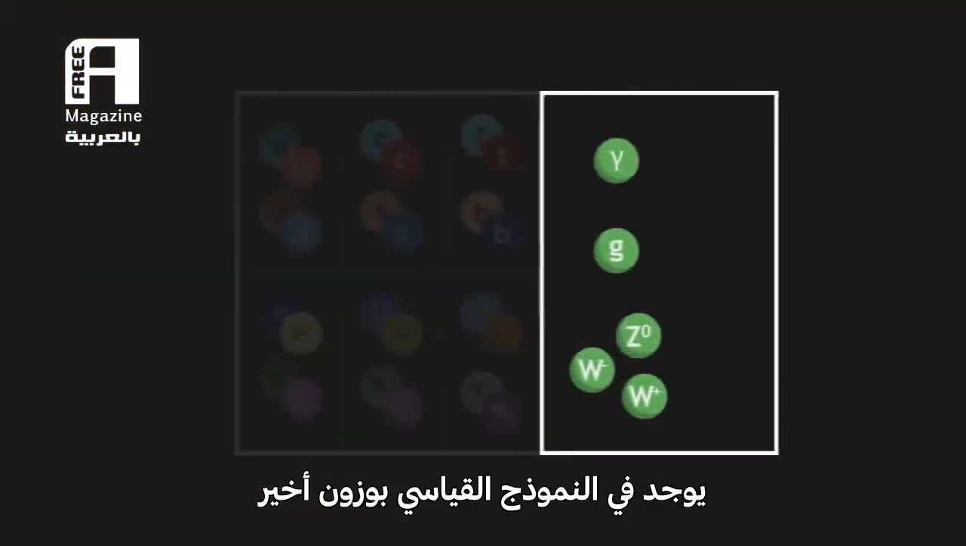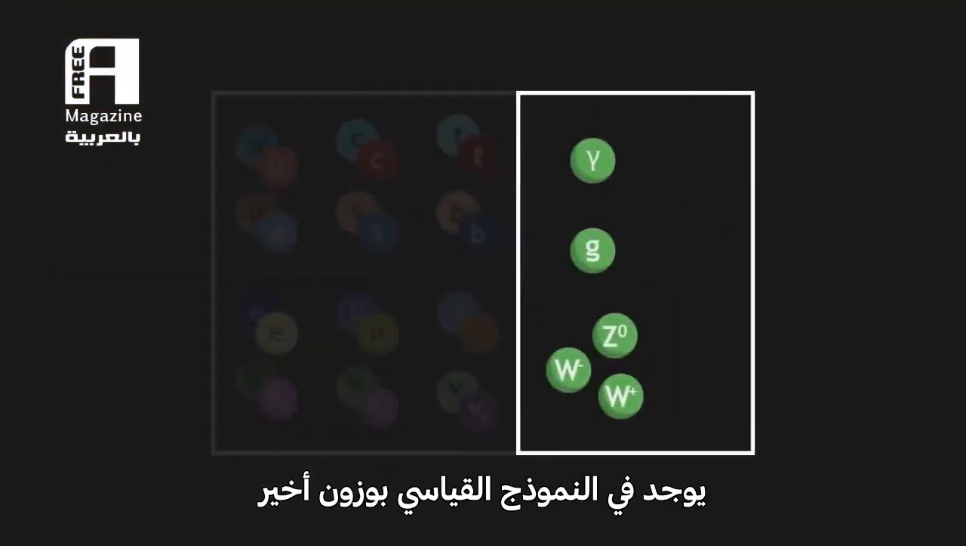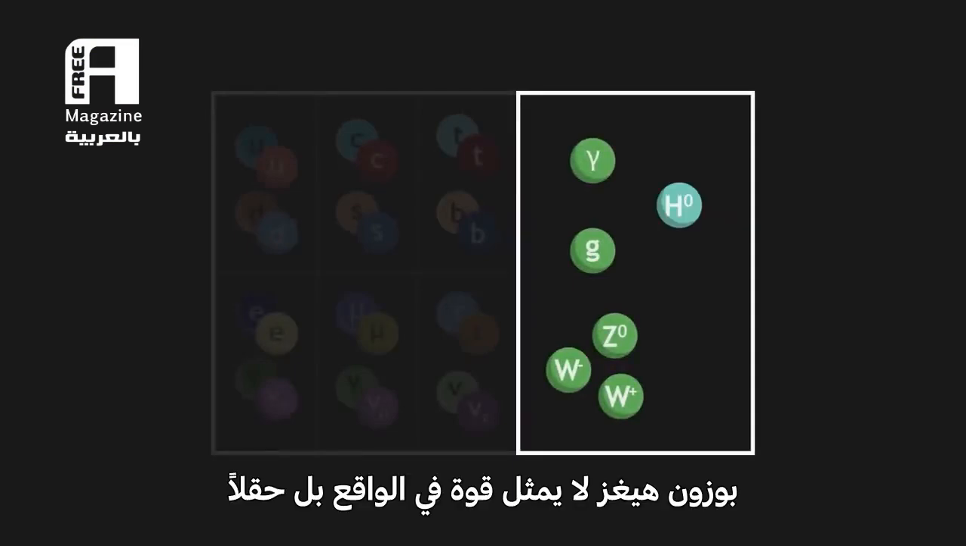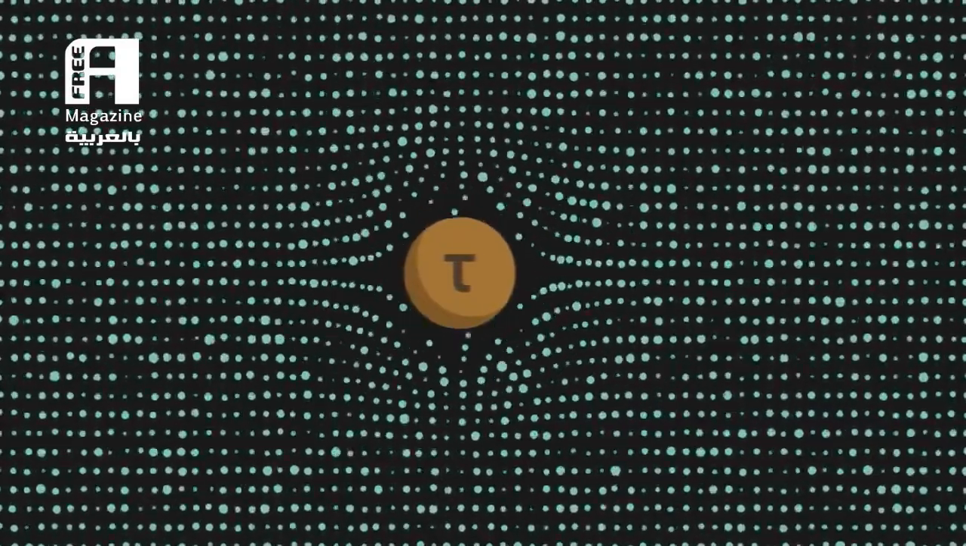There exists in the Standard Model one last boson, the Higgs boson. The Higgs boson does not really represent a force, but a field. This Higgs field gives a mass to the particles that go through it. The more particles interact with this field, the greater their mass.